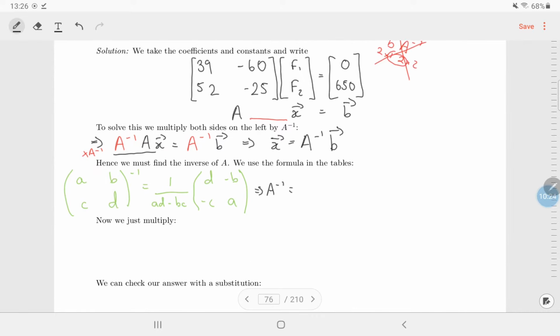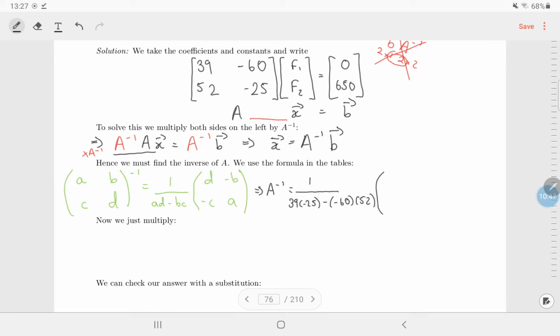So a is up here. So it'll be 1 over AD, the right down diagonal, 39 by minus 25, take away the left down diagonal. Careful with the signs here. Minus 60 times 52. We'll worry about that number a little later.